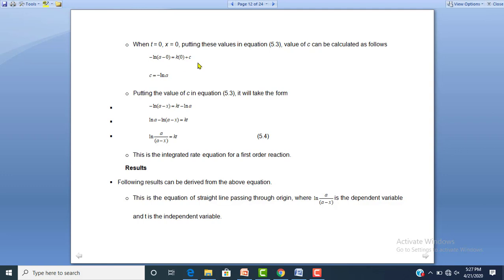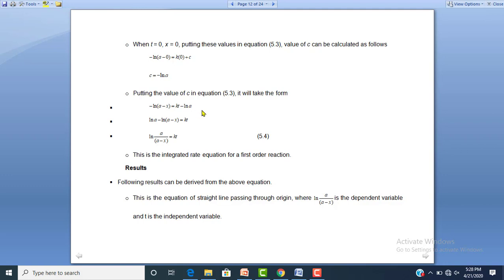So when we take the value of t equal to 0 and x equal to 0, then the value of integration constant c is minus natural log a. If we put this value back into equation 5.3, then we get negative natural log into a minus x is equal to kt minus log natural a.